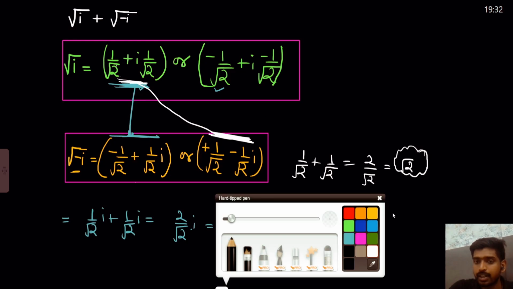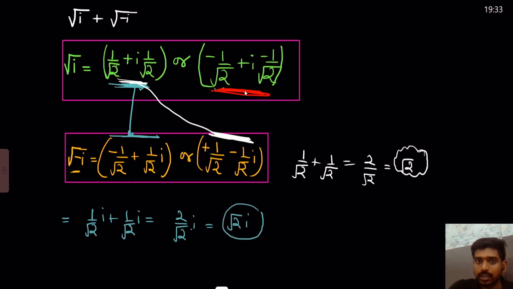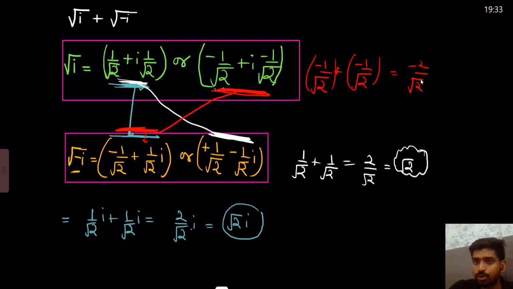Now the next possibility is that this one gets added with this one. When these two get added, again the real part will get added and the imaginary part will get cancelled. Got it? So what is the real part here? Minus 1 by root 2 plus minus 1 by root 2. So this will give minus 2 by root 2, which is equal to minus root 2. So this is one more answer.